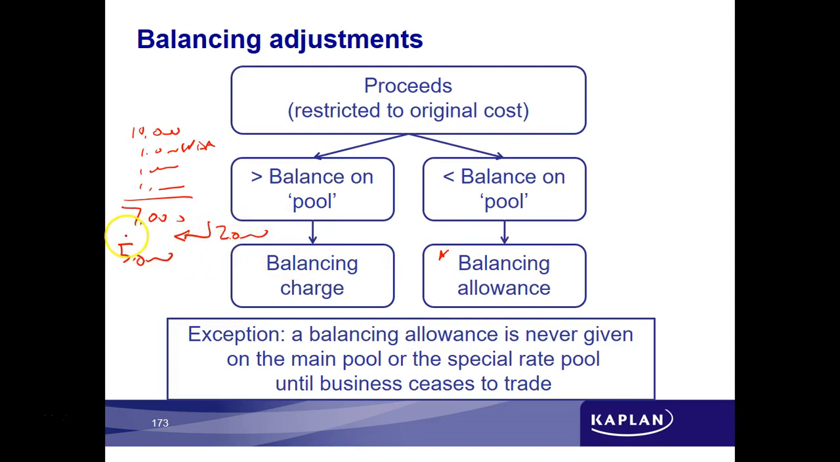But if you ended up selling it for, say, 9,000, well, it means that you have depreciated it too much and you've enjoyed too much of a capital allowance. So therefore, you will have a balancing charge of 2,000. So this will reduce your capital allowances available, while this one here would increase your capital allowances available. I've highlighted this before. We never have balancing allowances on main pools until the business ends.